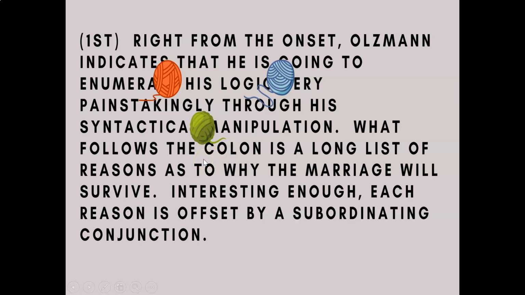So look what happens in the rest of this. What follows the colon is a long list of reasons as to why the marriage will survive. Interesting enough, each reason is offset by a subordinating conjunction. So I'm setting up the syntactical analysis. Note, there's no quoting going on in these three sentences. You don't paraphrase, you don't regurgitate the story of the poem, none of that stuff. Straight up literary analysis argument.